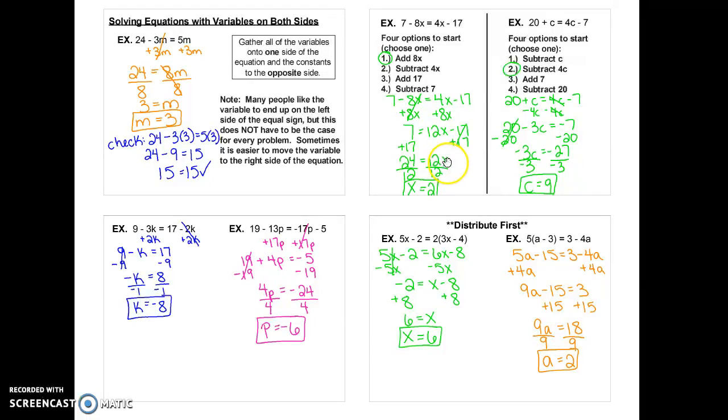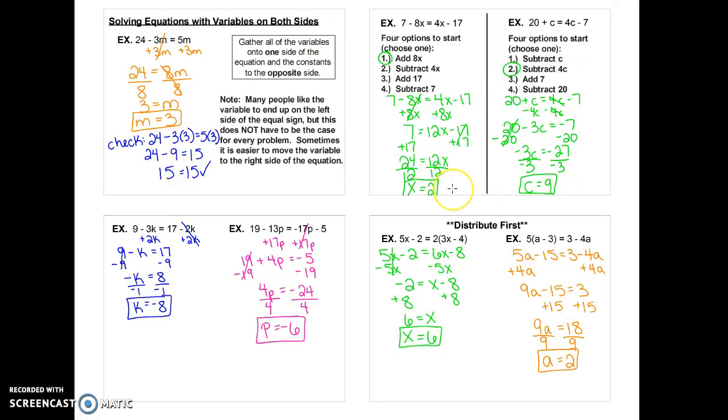Now we have one final step in solving for x. Again, this was 12 times x originally, so in order to get rid of that and for it to cancel, I'm going to have to divide by 12. 24 divided by 12 is 2. And then 12 divided by 12 is 1, so that cancels out. You end up with x equals 2.